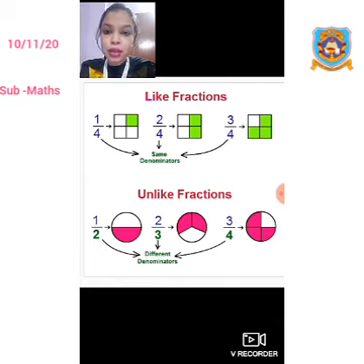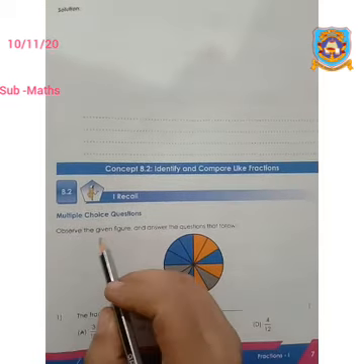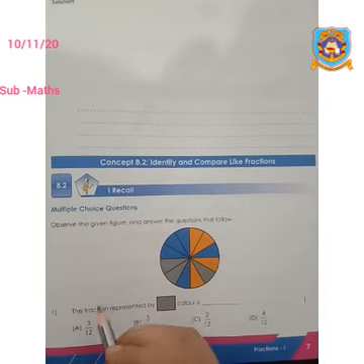Alright, so children, remember one thing: same denominator, like fractions; different denominator, unlike fractions. Let us start the class. Here the first question is given. Observe the given figure and answer the questions that follow. The first question is given.